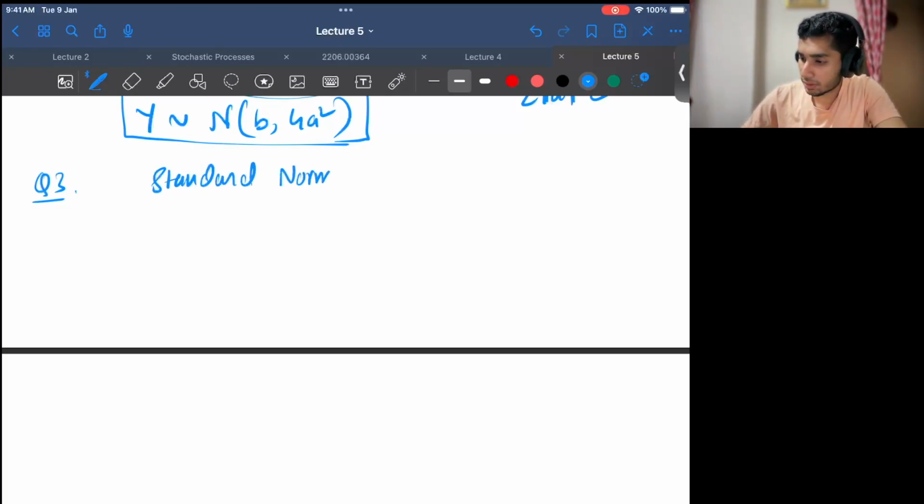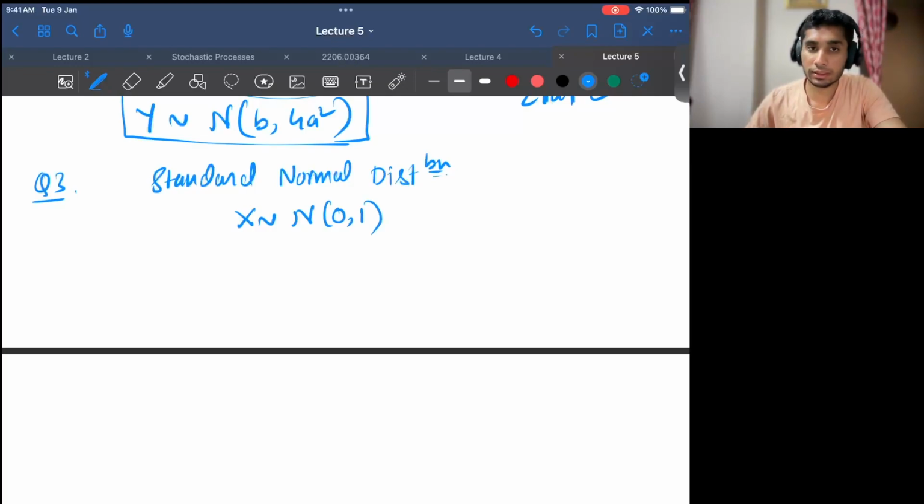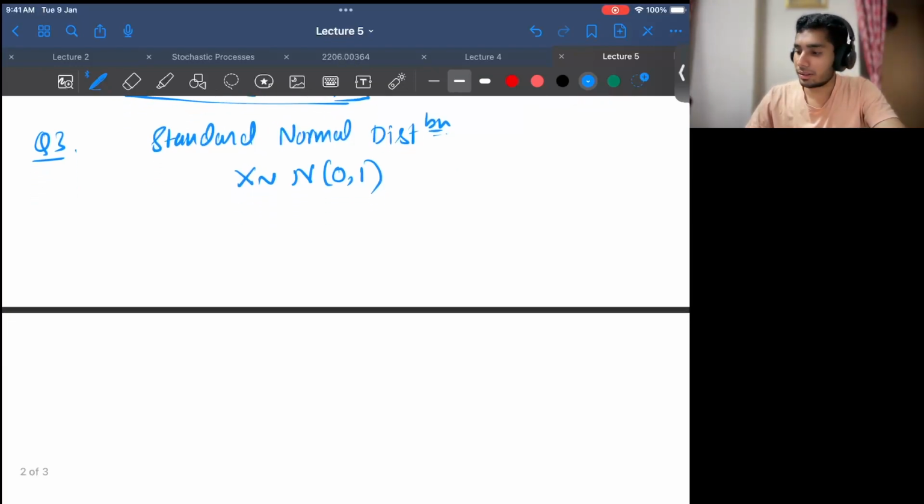Standard normal distribution. So we say that X is standard normal if it is normal with mean 0 and variance 1. That's it. So this distribution is called the standard normal distribution.